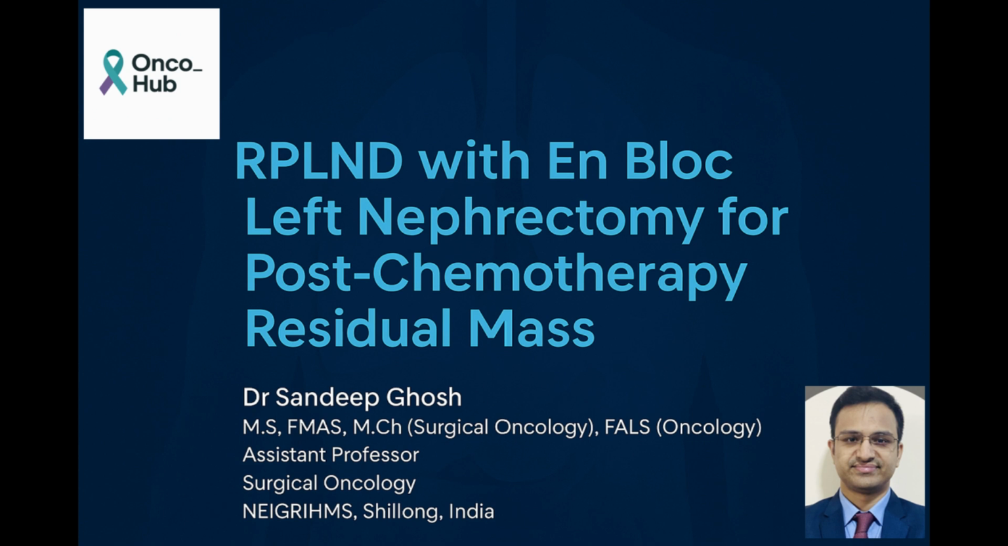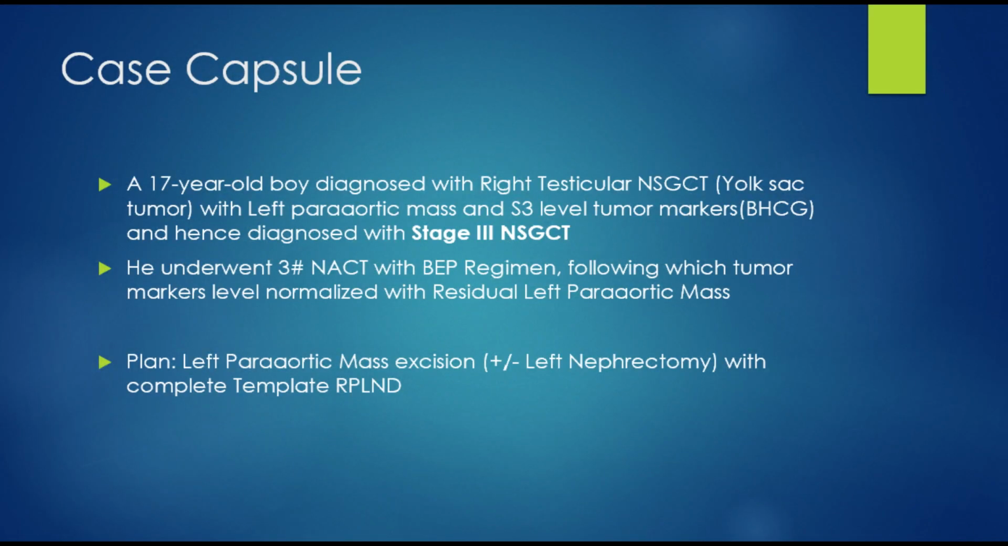Welcome back to OncoHub. In this video, we present a complex case of retroperitoneal lymph node dissection combined with left nephrectomy for a residual left paraaortic mass.